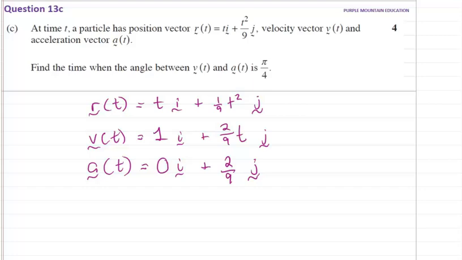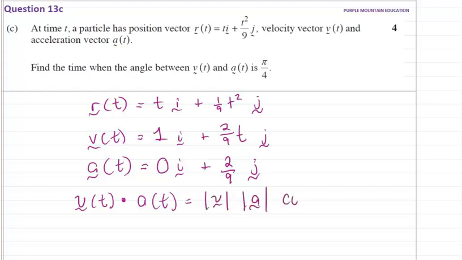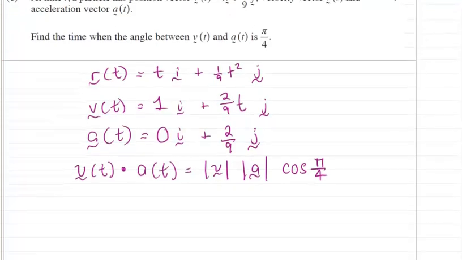All right, I'm interested in that angle, so I'm encouraged to think about the dot product between v and a. So in general, v of t dot product with a of t is going to be the size of v times the size of a times cos of the angle between them, which I know to be pi on 4. So let's create that dot product.